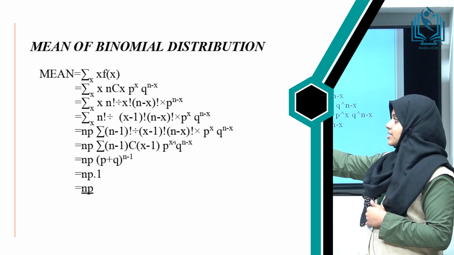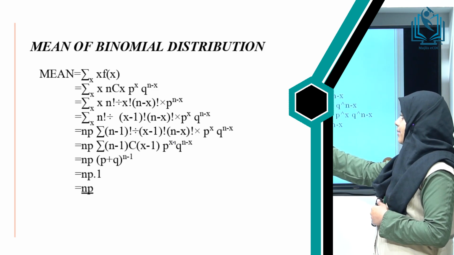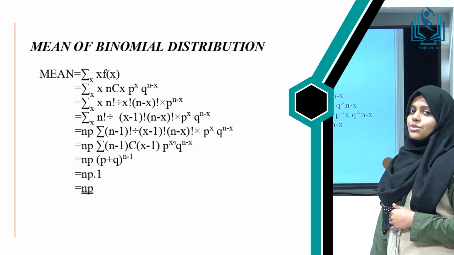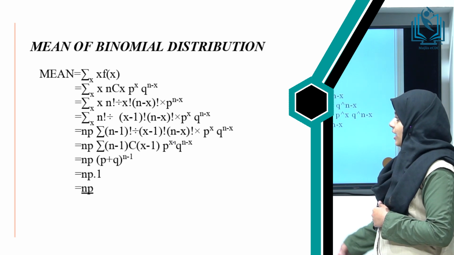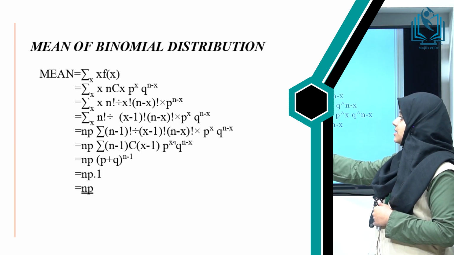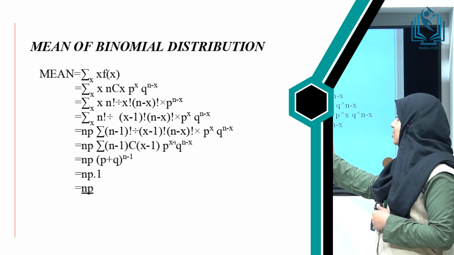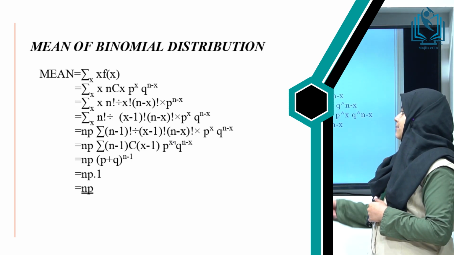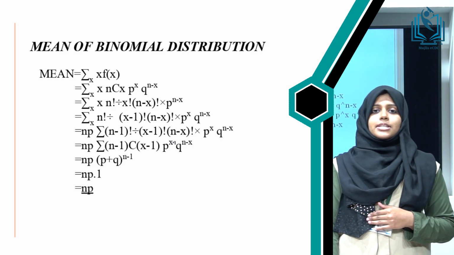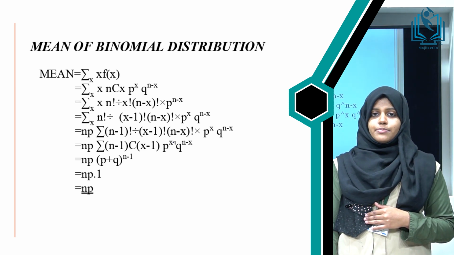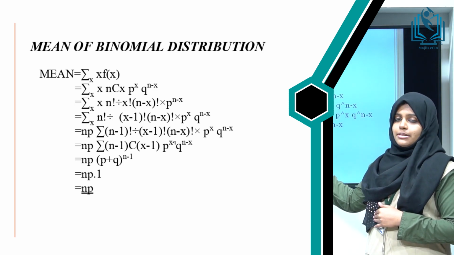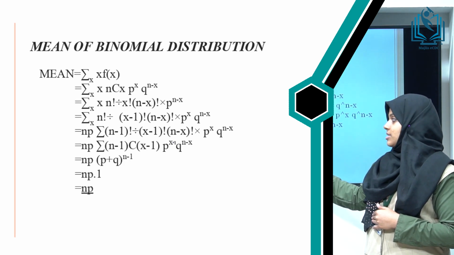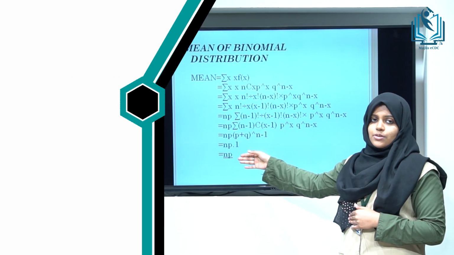Equals np into summation of n minus 1 factorial divided by x minus 1 factorial into n minus x factorial into p raised to x into q raised to n minus x, equals np into summation of n minus 1 C x minus 1 p raised to x into q raised to n minus x, equals np into p plus q raised to n minus 1. And we know that p plus q equals 1, satisfying the binomial distribution. So 1 raised to any number equals 1 itself. So p plus q raised to n minus 1 equals 1. So the mean of binomial distribution equals np.